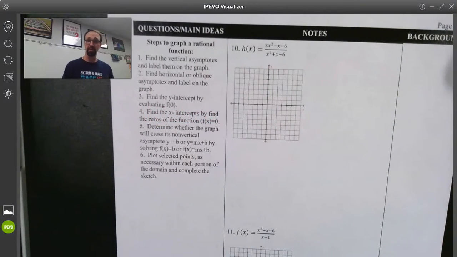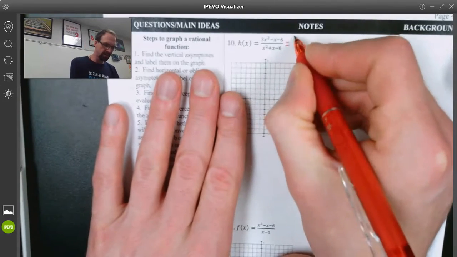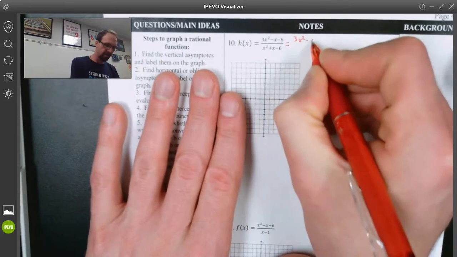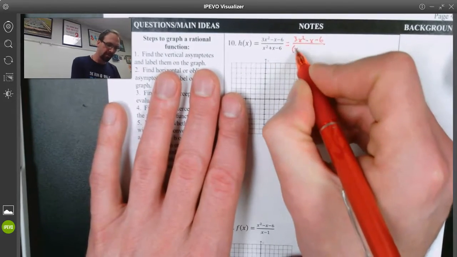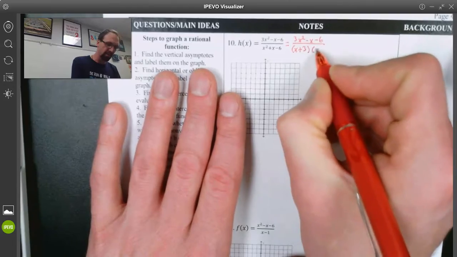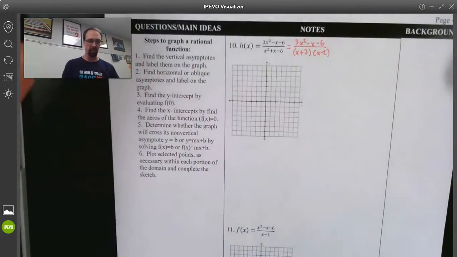Number 10, this is h of x. h of x equals 3x squared minus x minus 6 over x squared plus x minus 6. So we're going to start by finding the vertical asymptotes first. Going through and factoring it, the numerator doesn't factor. It's going to stay as 3x squared minus x minus 6. The denominator does factor. We've done this a few times, x plus 3 and x minus 2. So for the vertical asymptote, nothing's going to cancel for the whole part.